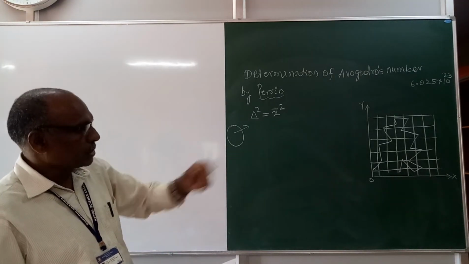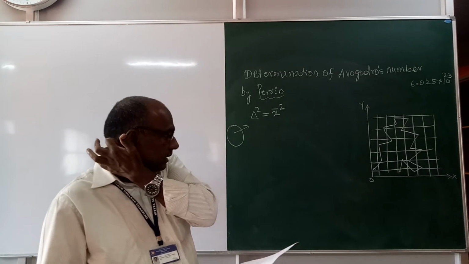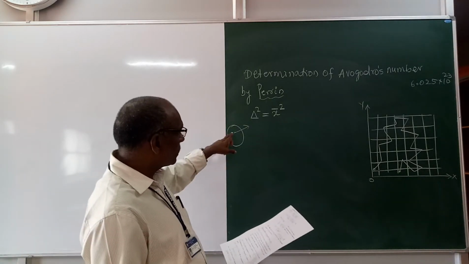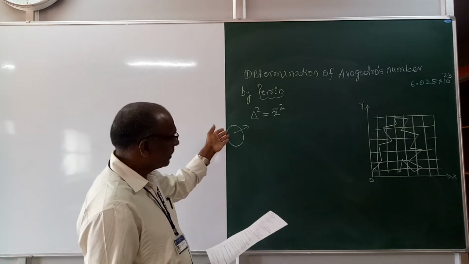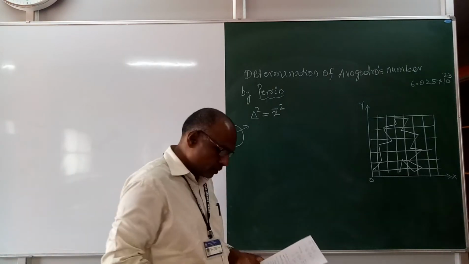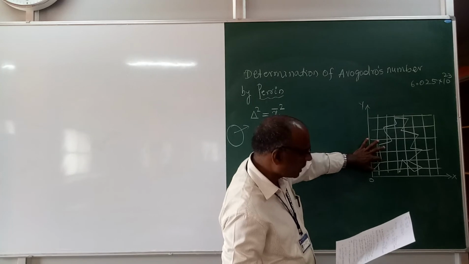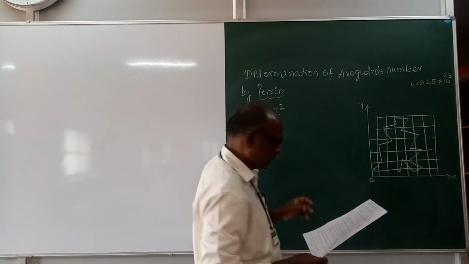This graph was plotted by Perrin using a camera attached to the microscope, observing the particle every 30 seconds. He got this graph: a zigzag line observed by joining the successive positions. This is for 30 seconds, this is for 30 seconds. He has calculated the average.